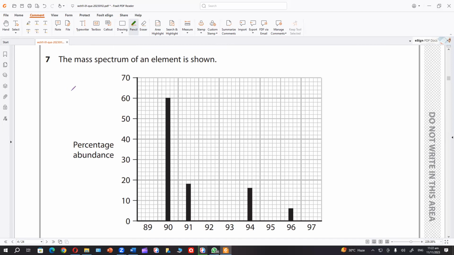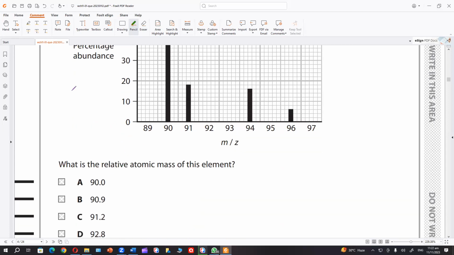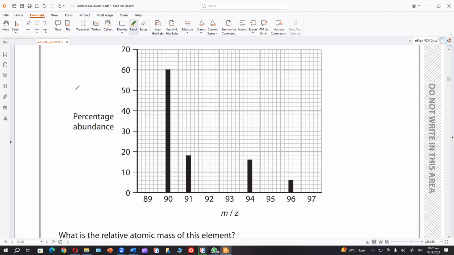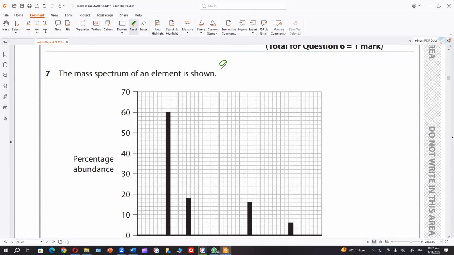The mass spectrum of an element is shown. What is the relative atomic mass of this element? Now 90 has a percentage abundance going till 60. So should I make a relative atomic mass calculation like 90 times 60 upon 100, plus 91 times, is it 18 or 19? 91. Yes, right.